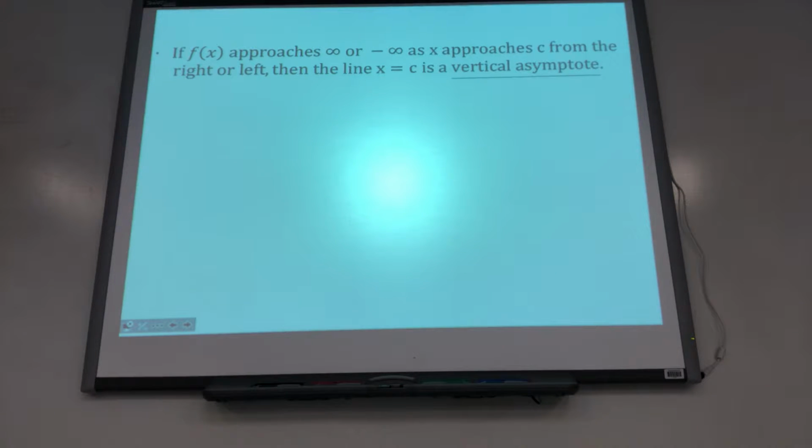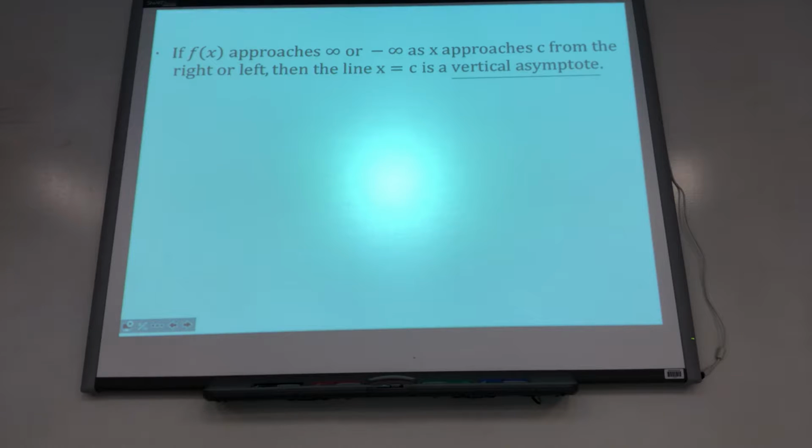It says, if f of x approaches infinity or negative infinity as x approaches c from the right or left, then the line x equals c is a vertical asymptote. Okie doke. That's what we're going to be looking for with the last few.